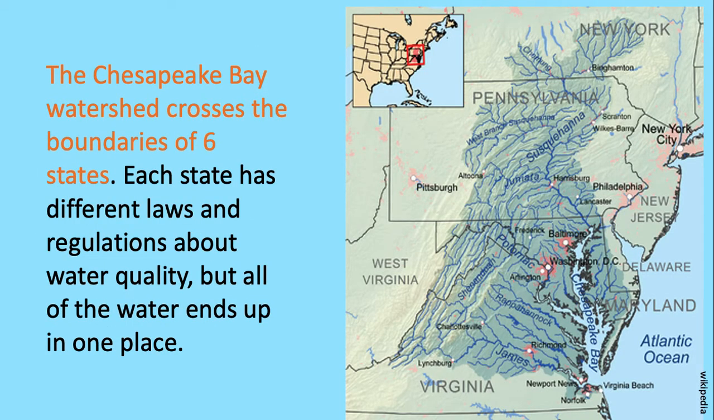The Chesapeake Bay watershed crosses the boundaries of 6 states. Each state has different laws and regulations about water quality, but all of the water ends up in one place. So New York and Pennsylvania might have their own thoughts about what can be put into their rivers, but at the end of the day, it's Maryland and Virginia who have to deal with the consequences of what's dumped.